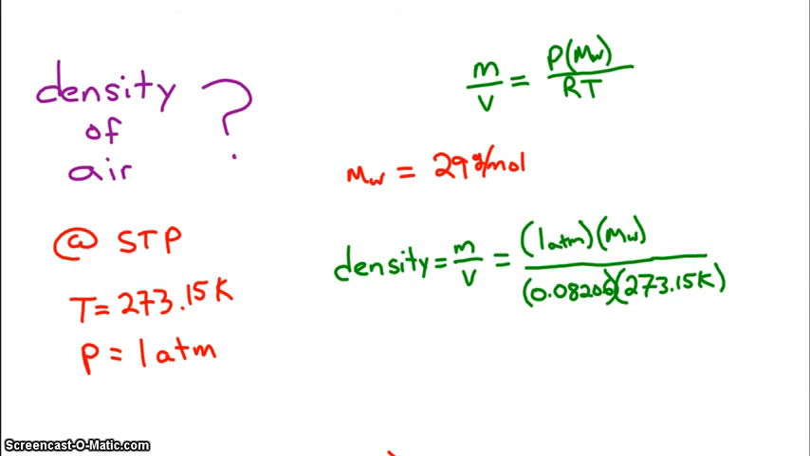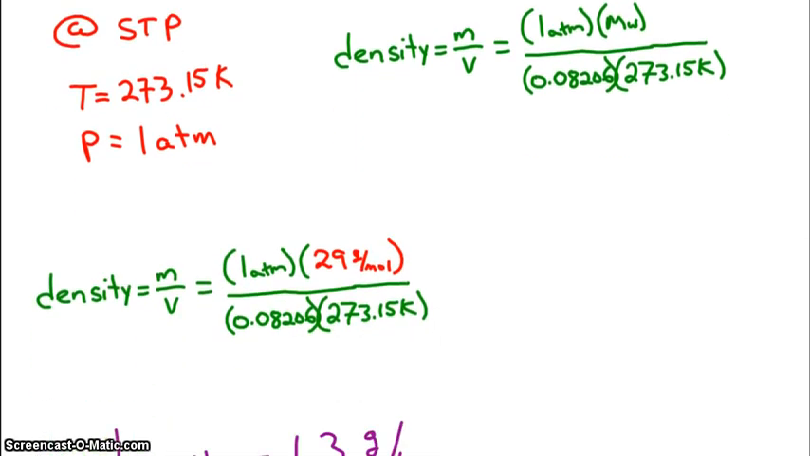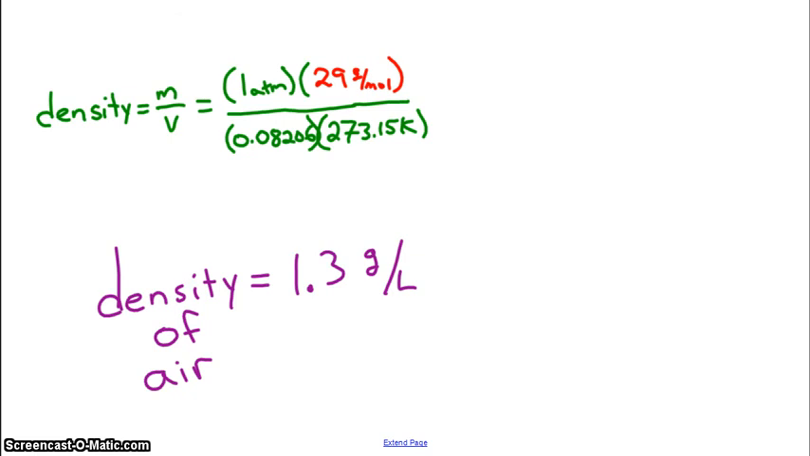Now that we know the molar mass of the air, we can take that number and substitute it in here. Doing so, all we have to do is perform the calculation, and you're going to determine that the density of air is 1.3 grams per liter.